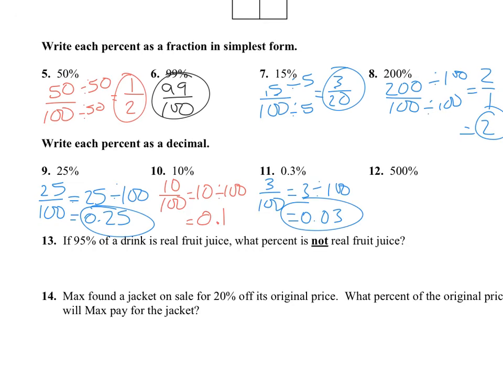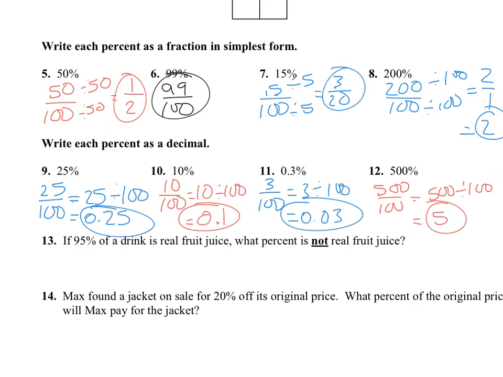Okay, on to number 12. On number 12, you've got 500%. So let's go ahead and change that into a fraction. It's going to be 500 over 100. 500 divided by 100 is 5. And that is my final answer.